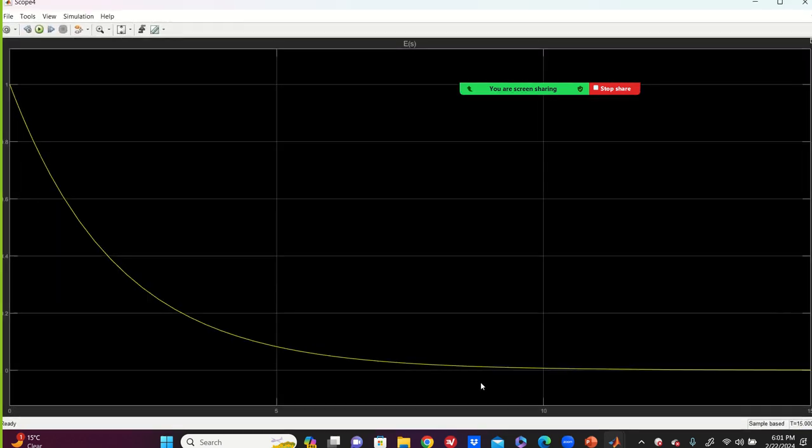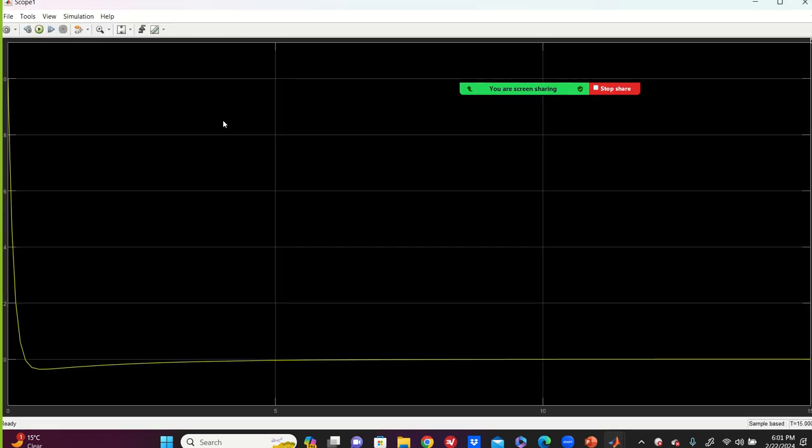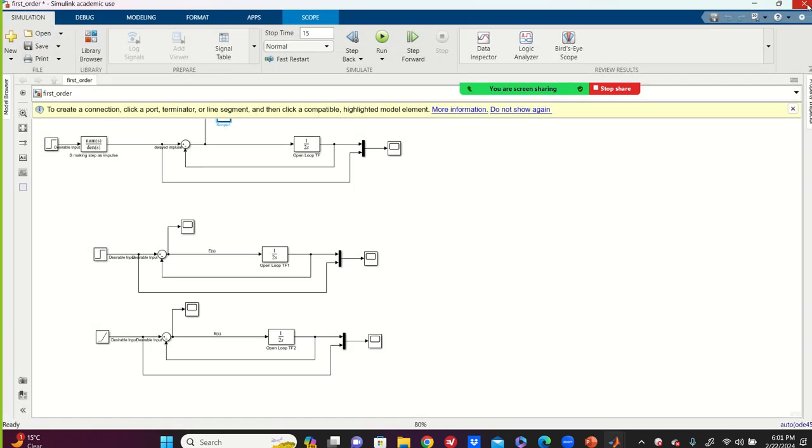See, it starts and goes to 0 finally. The steady state error signal goes to 0. And here also for the impulse, see, it starts from 10 and finally goes to 0. So you have to design a controller and put it here before this to fix that. You get it?